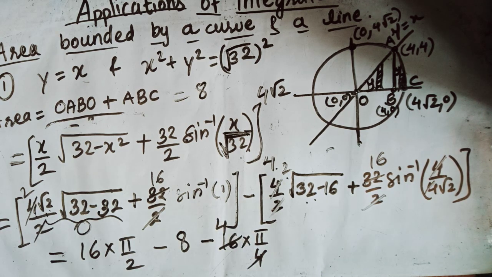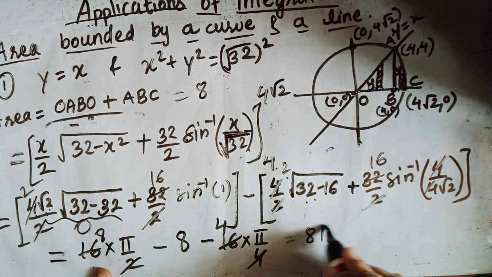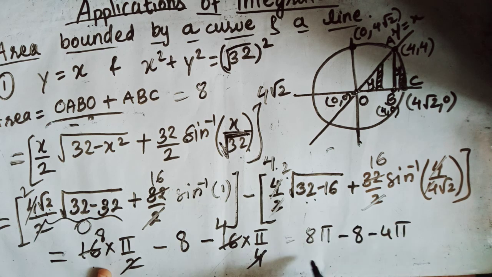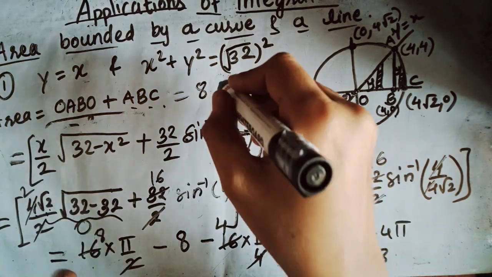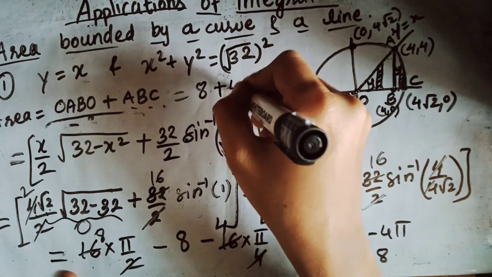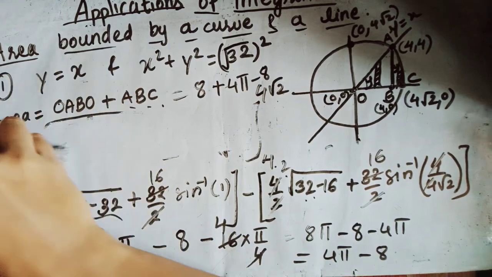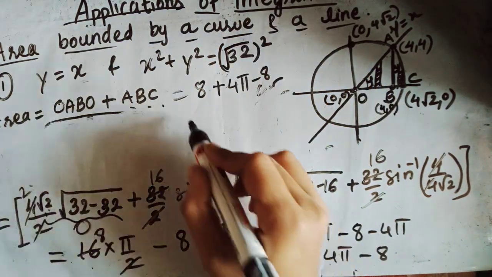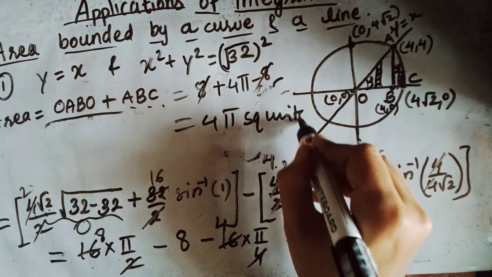So this goes, so 8 pi minus 8 minus 4 pi. So it becomes 4 pi minus 8. Okay, so this is the area of region ABC. So you can write here, add that area here, 4 pi minus 8. Okay, so your final answer is 4 pi minus 8 square units.